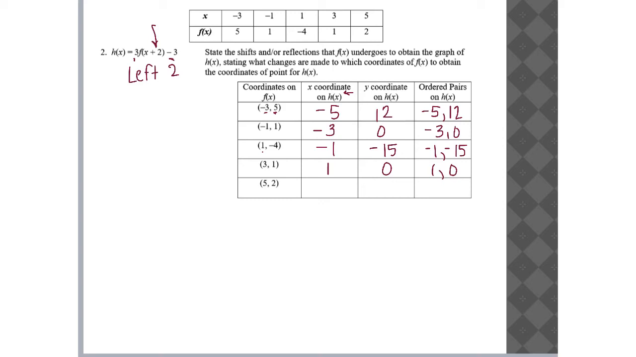And then finally with 5, 2, same idea. We need to subtract 2. And then with our 2, we multiply by 3, which gives me 6. 6 minus 3 is 3. So our ordered pair is 3, 3. And again, our transformations: we went left 2, we went down 3, and then depending on how you want to look at it, we could have a horizontal stretch, a vertical shrink of 3. So why don't we just call it a dilation of 3?